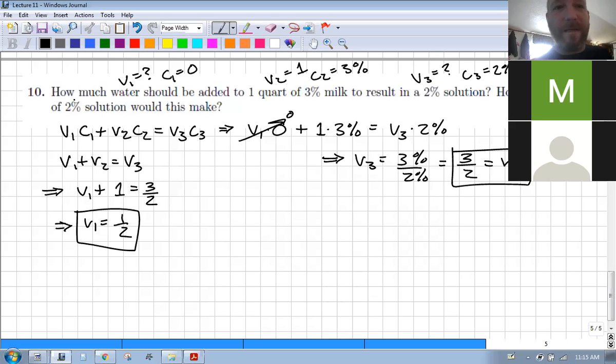So the hard part is just identifying your variables, right? But it can't be that bad. There's a quantity of water, and there's a quantity of 3% milk, and there's a quantity of 2% milk. So those are your V1s, V2s, and V3s. All right, and then you just got to figure out the concentrations. They tell you the concentration of this one. They're asking you about the volume for that one. They give you the concentration. And this one, being water, they're giving you the concentration, but asking you about the quantity.